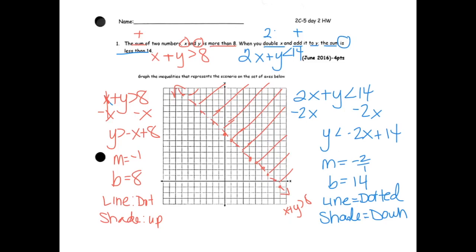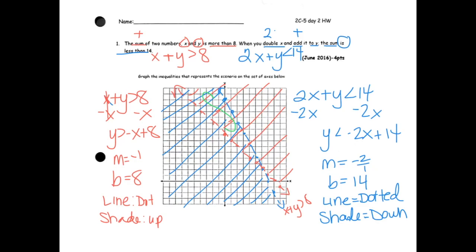All right, let's do the next one. Okay, dotted line and shaded down. Okay, so now my solution set is going to be in between right here. So we graph the inequalities that represents the scenario on the set of axes below. There's no other part of the question, right?